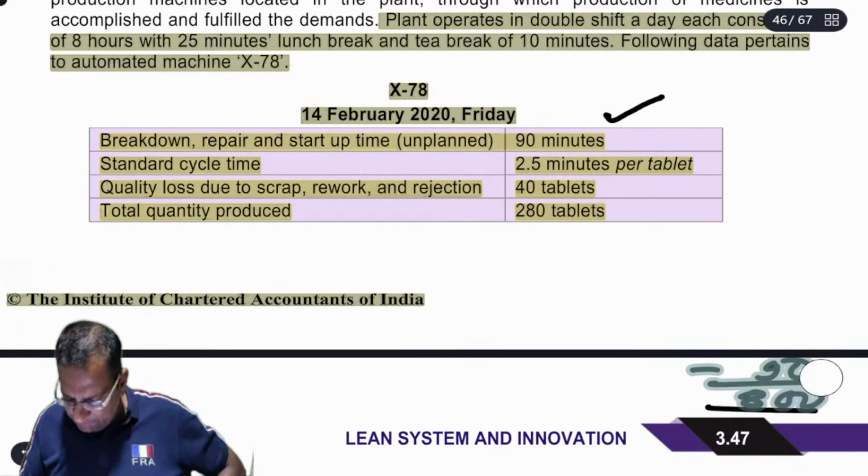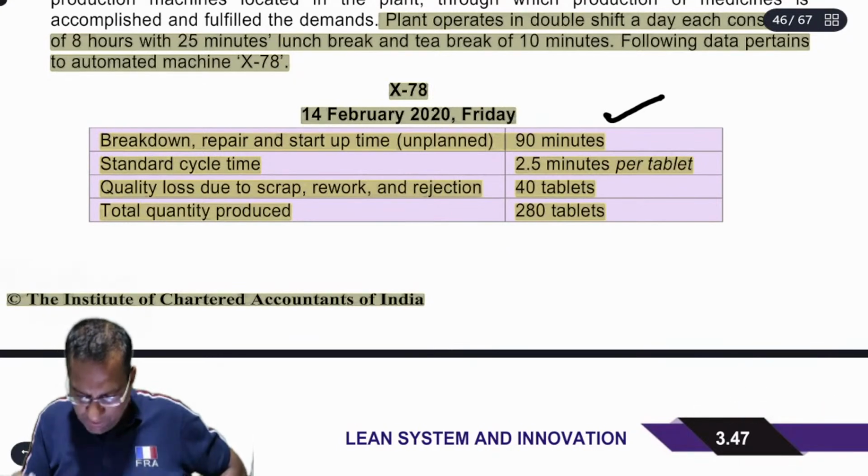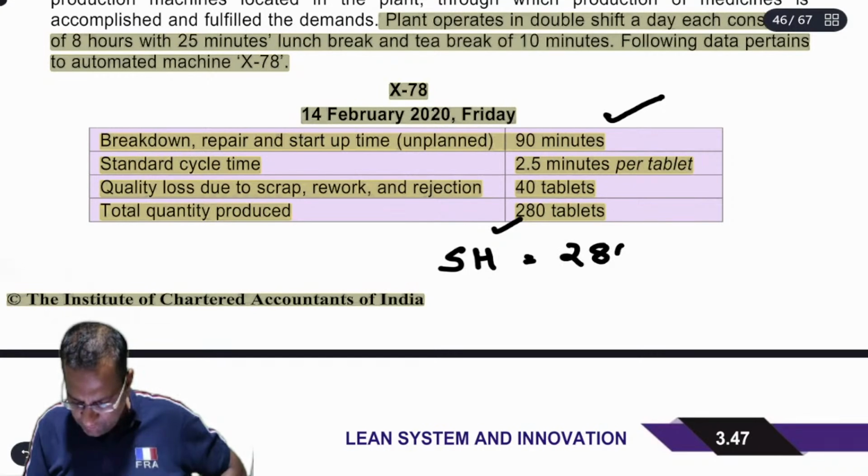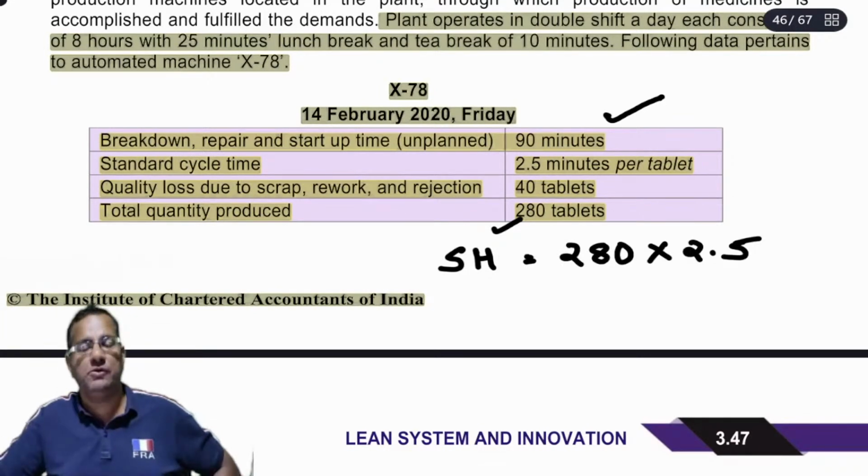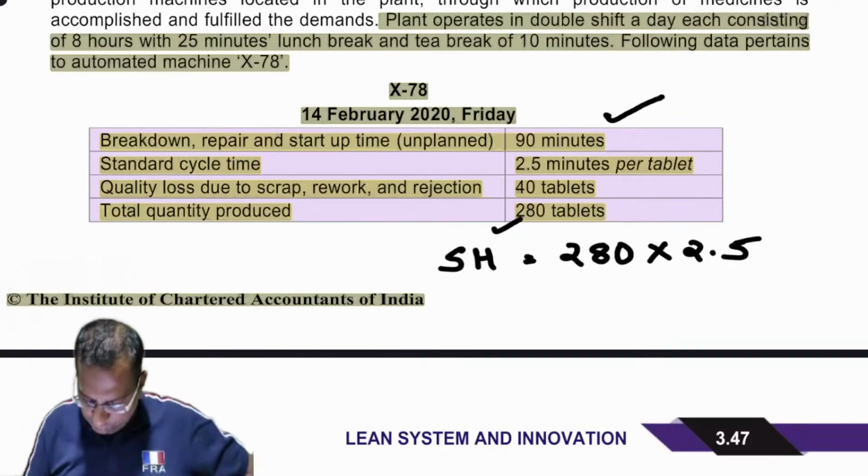Now we will check the performance ratio. How many units have been manufactured by the organization? 280 units. So what are the standard hours? 280 units, and each tablet required 2.5 minutes. So what is the answer, beta?